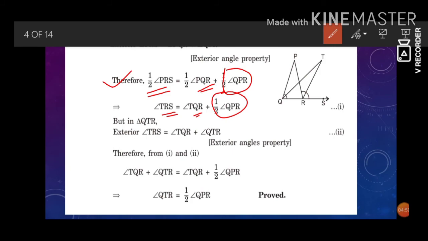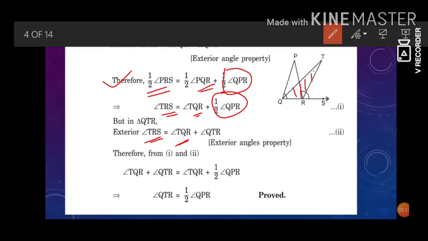Second, we consider the triangle QTR. In this triangle, the exterior angle is equal to the sum of the two interior opposite angles. So the exterior angle is TRS, and we can write it as TQR + QTR. This becomes our second equation.